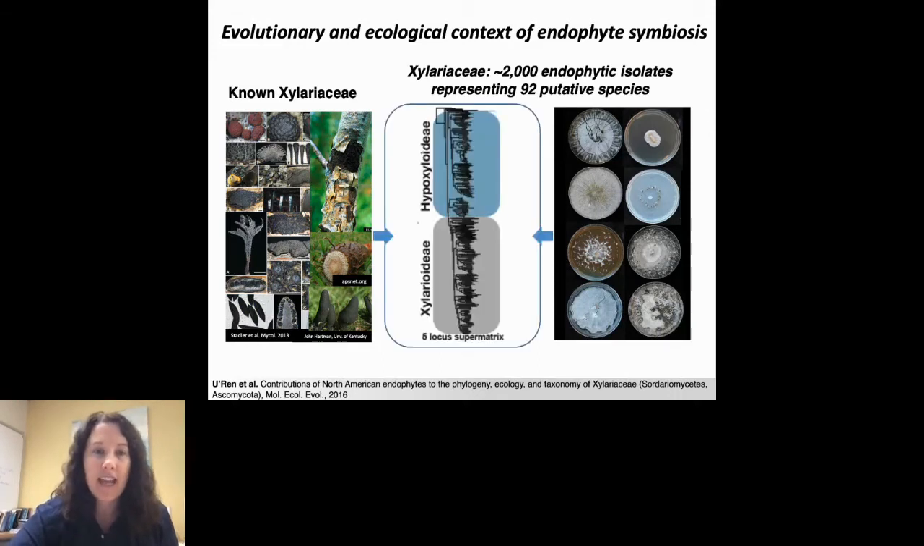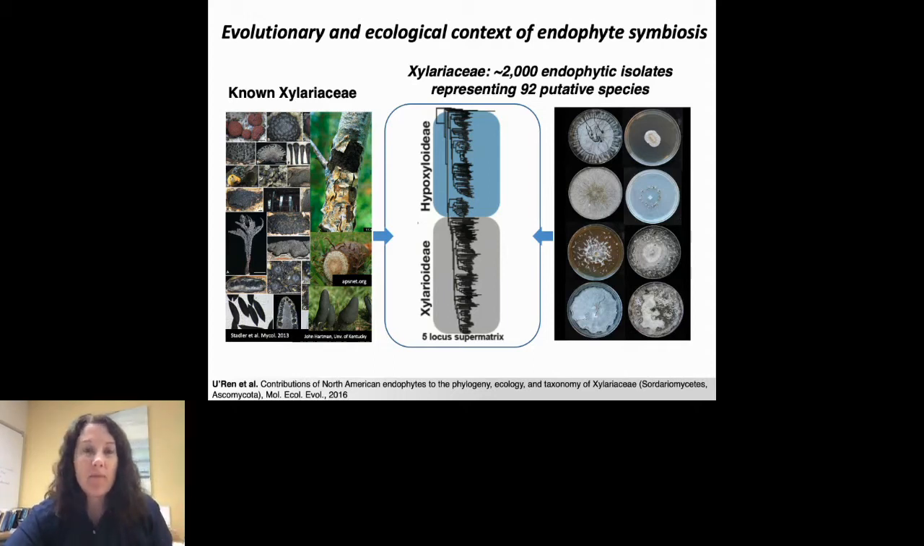As part of an NSF-funded project, I took these 92 putative species and incorporated them into a multi-locus phylogenetic analysis with all existing sequences of known, described Xylariaceae species. This was almost 350 total taxa. I don't have time to go into detail about what we found, but just briefly, by including endophytes within these phylogenetic analyses with the described species, we significantly increased the known phylogenetic diversity of fungi within this family.